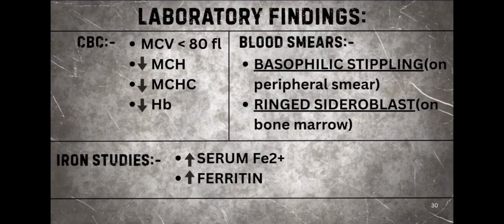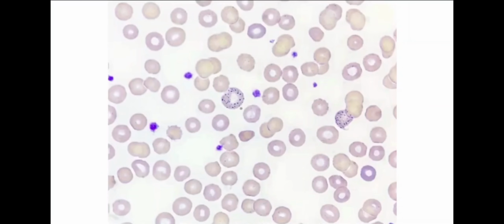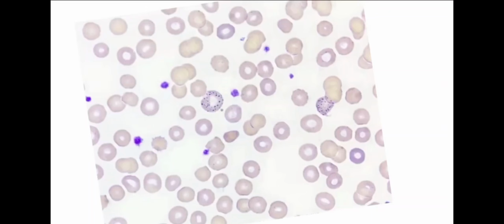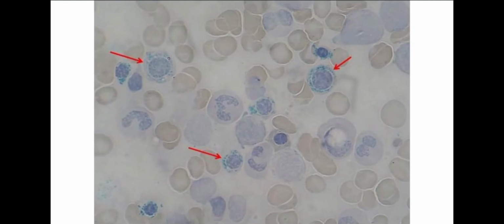Laboratory findings. In the complete blood count, MCV is less than 80 femtoliters, MCH is decreased, and hemoglobin is also decreased. Iron studies: increased serum Fe2+ and increased ferritin. And in blood smears, we can see basophilic stippling and ring sideroblasts. See, this is the basophilic stippling, which we can only see in the peripheral smear, and we can see ring sideroblasts on bone marrow. These are the ring sideroblasts.